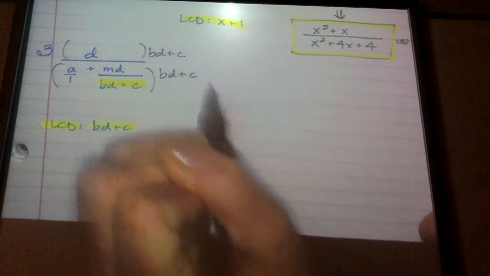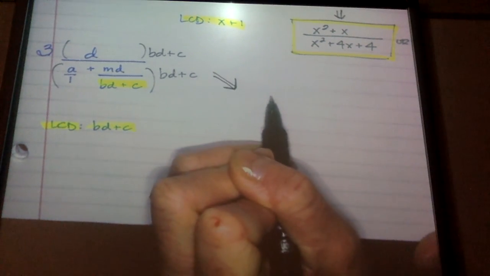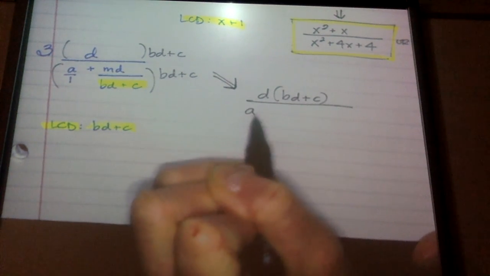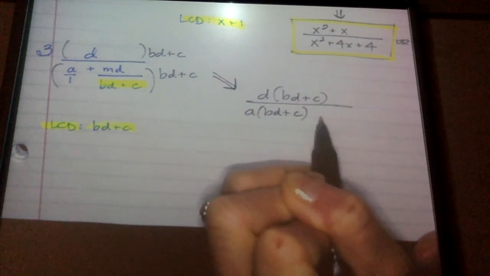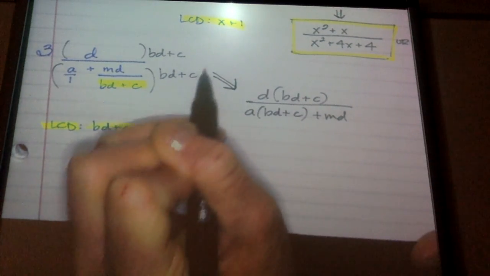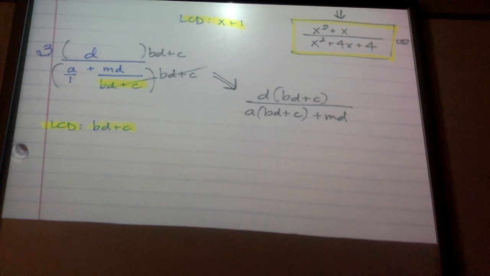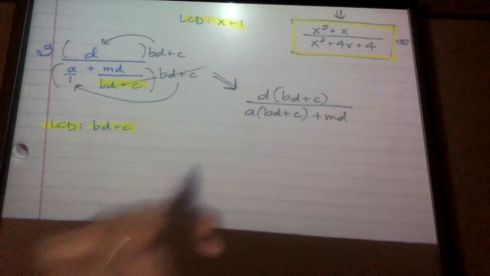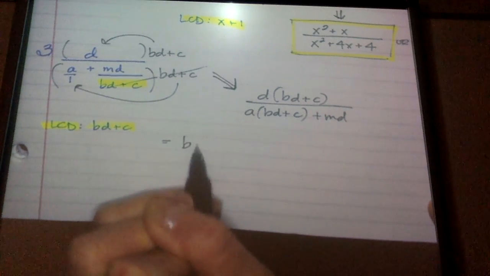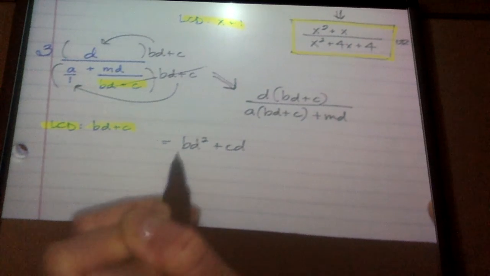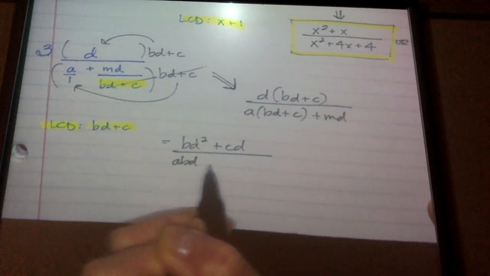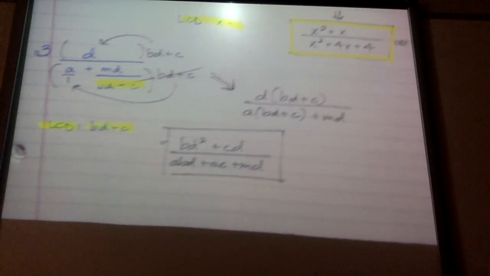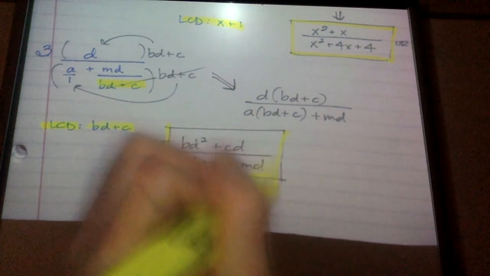And so that gives me D times BD plus C over A times BD plus C plus MD. Because this right here is the only place they cancel, right? Everywhere else you had to distribute, which gives me BD squared plus CD all over ABD plus AC plus MD. Nothing cancels, nothing can be simplified. You're just multiplying.